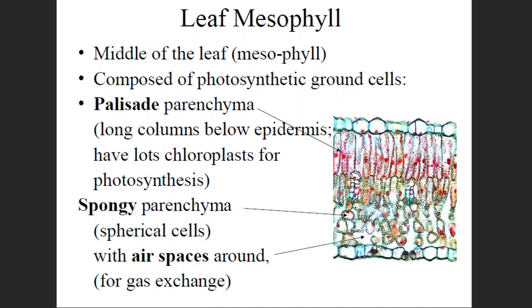Mesophyll cells, they are the middle cells. Mesophylls, as the name suggests, middle of the leaf, they are composed of that. They are mainly employed in photosynthesis. So palisade parenchyma, they are long columnar cells. So these cells are the long slender cells, here we can see. So palisade cells we can call them. They have the chloroplast in them, which is mainly responsible for photosynthesis.